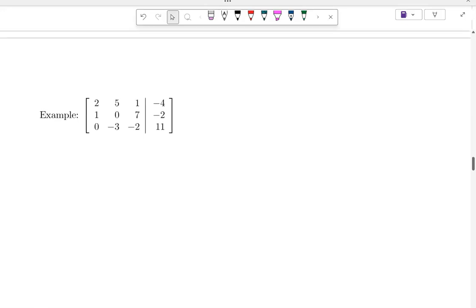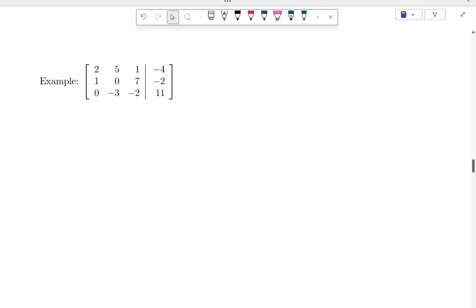This system has already been put as an augmented matrix. What would the equation that the first row corresponds to be? That would correspond to 2x plus 5y plus z equals negative 4. The next one would be x plus 7z equals negative 2. The third one would be negative 3y minus 2z equals 11. Good.